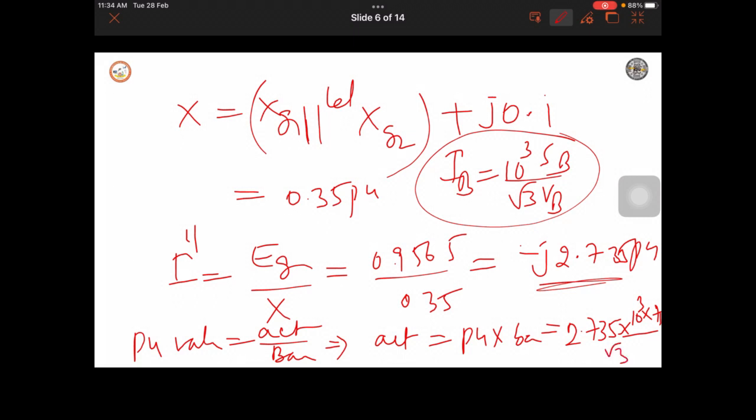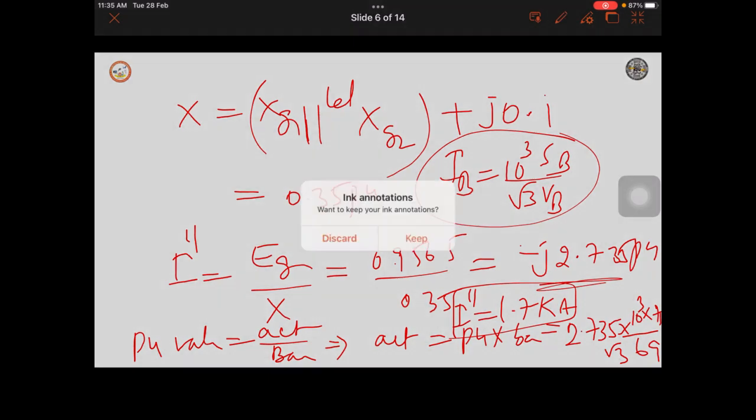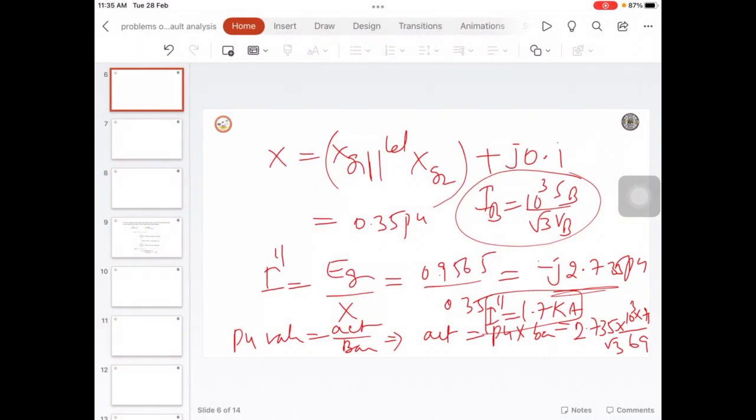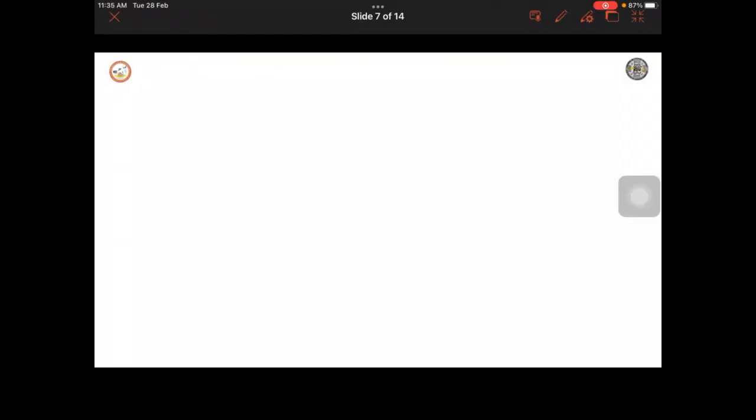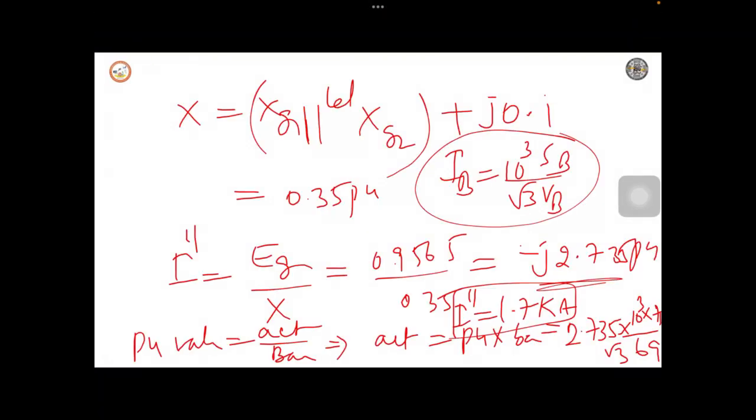Here the motor side base voltage is 69. So, if you solve, you will get the fault current in kilo amps, that is, you will get 1.7 kilo amps if you calculate. Now, it is required to find the values of the currents in generator 1 and generator 2.